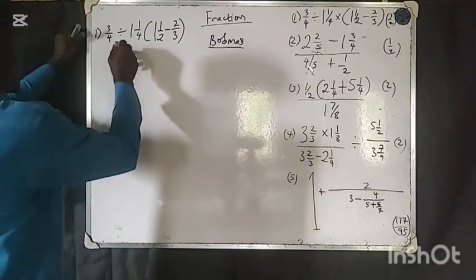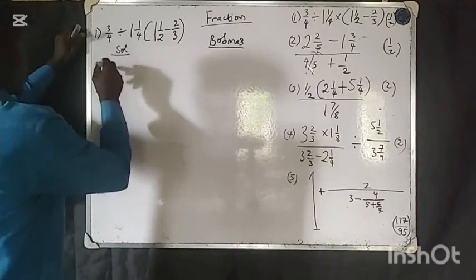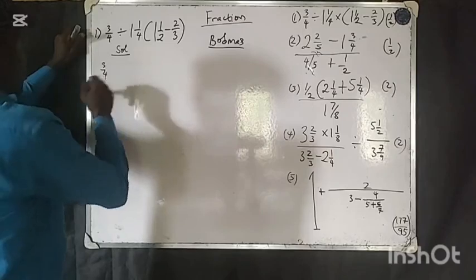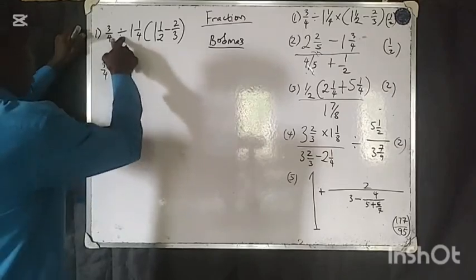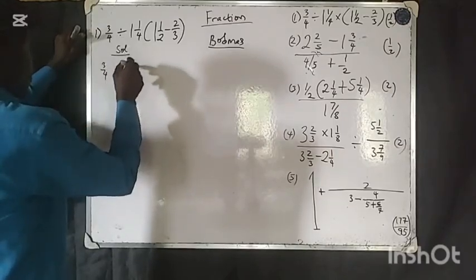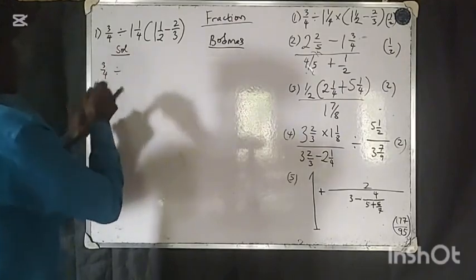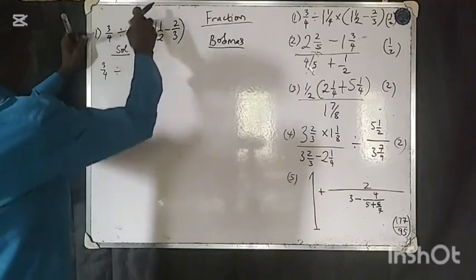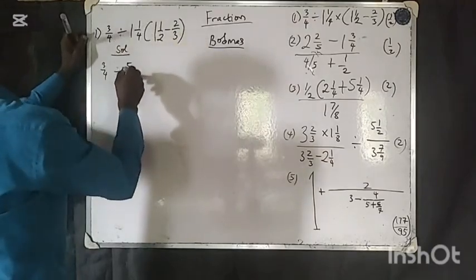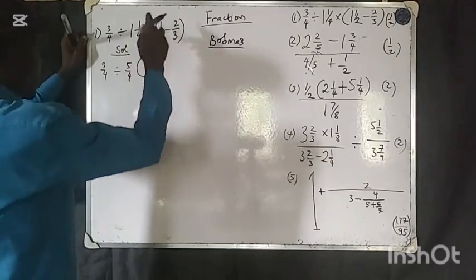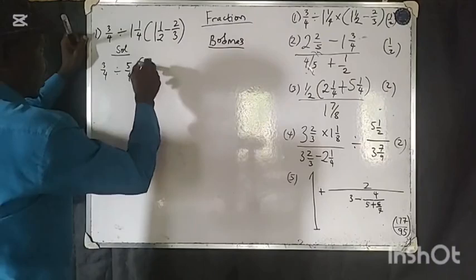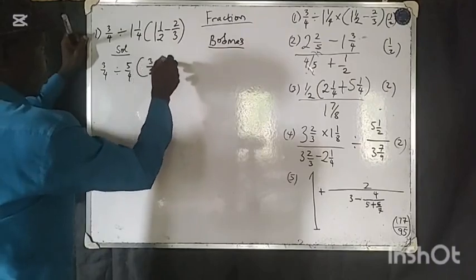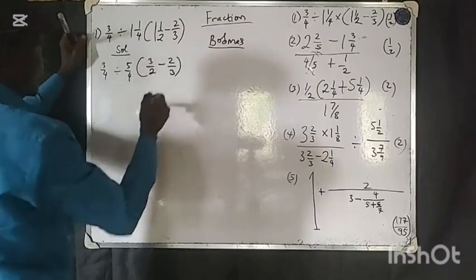So let's write the solution. Solution: 3 over 4 divided by... change it to improper. 4 times 1 is 4, plus 1. We have 5 over 4. 2 times 1 is 2, plus 1, 3. 3 over 2 minus 2 over 3.